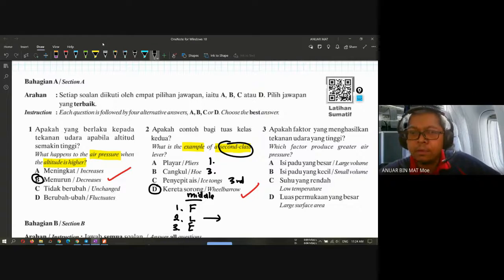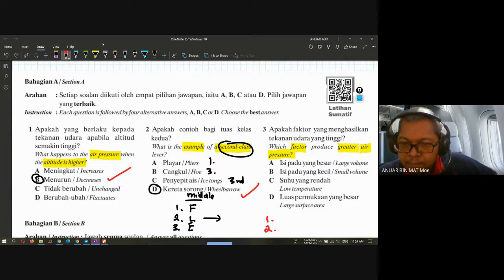Number 3. What is the factor that produces greater air pressure? The factor that produces greater, meaning more, air pressure. This is also a very easy question. So what are the factors? I think there are only 2 factors, right? There are 2 factors affecting the gas pressure. Still remember? What is the factor number 1? Still remember?